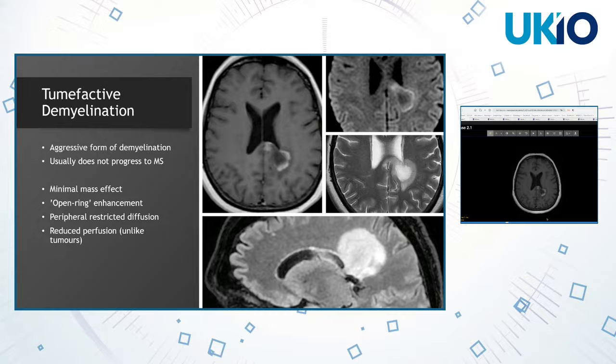It's on the spectrum of demyelinating syndromes, but not necessarily directly related to multiple sclerosis. So not all of these patients will go on to develop MS. The important features are the lack of mass effect, although that doesn't in itself help you to differentiate this from, say, an infiltrative glioma, which may not have much mass effect either. But the other one is this open ring enhancement, so this broken ring of enhancement.